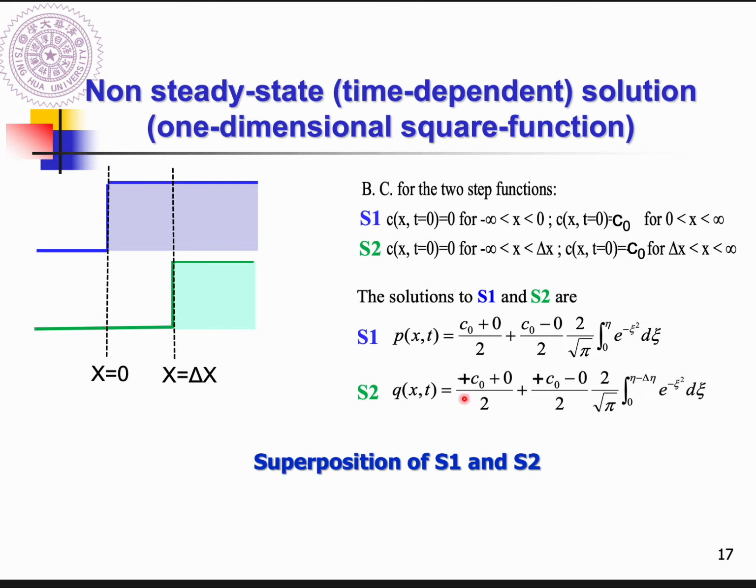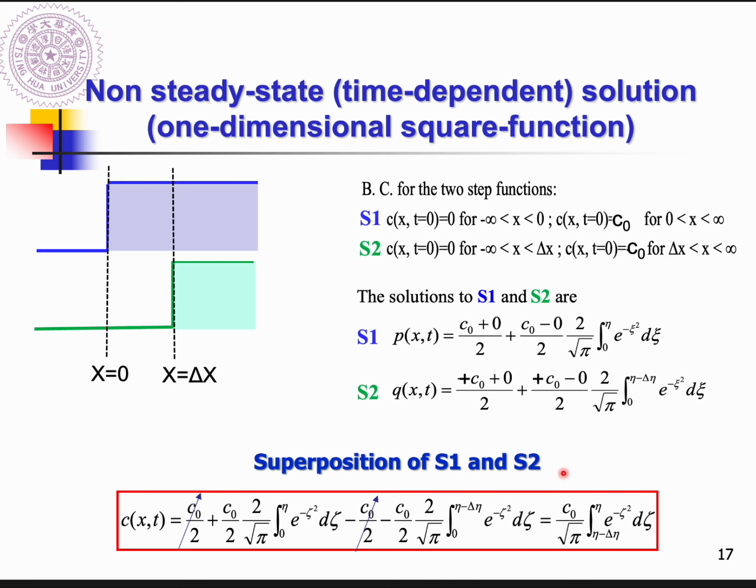For S2 you can easily write down the solution: the average of the sum C0 plus 0, and also plus the average of the difference between C0 and 0, so it's C0 minus 0, times the error function of eta. But here you also modify the upper limit, right? Because the curve is shifted from x equals 0 to x equals delta x. So you need to modify it as eta minus delta eta, and you sum this together and also get the same results shown here.